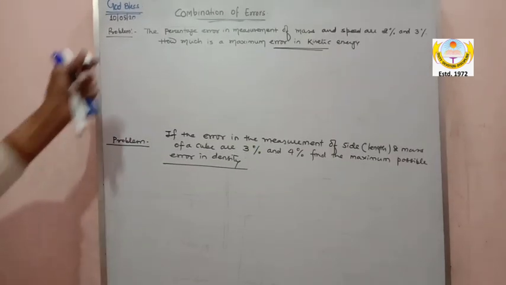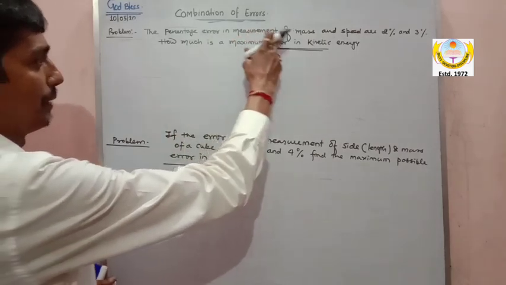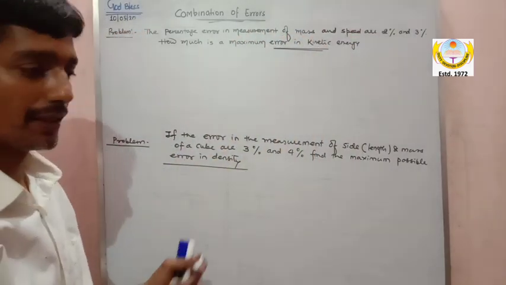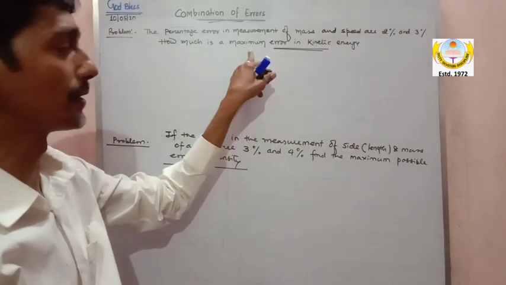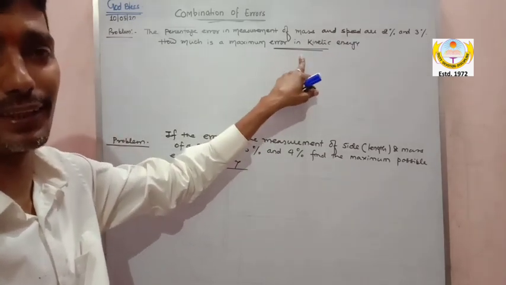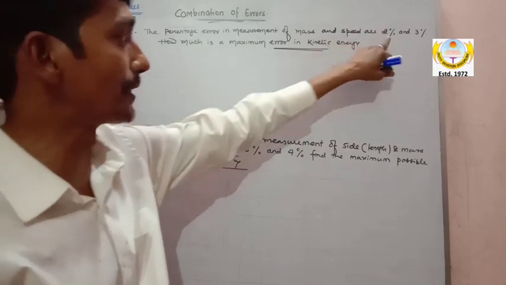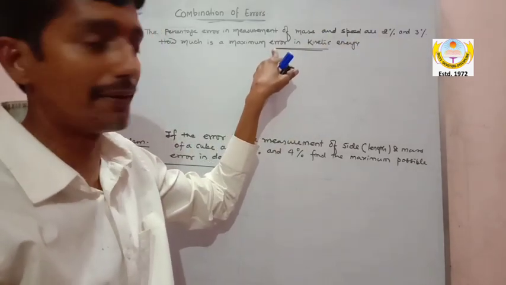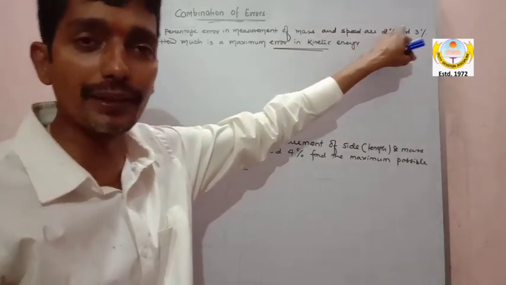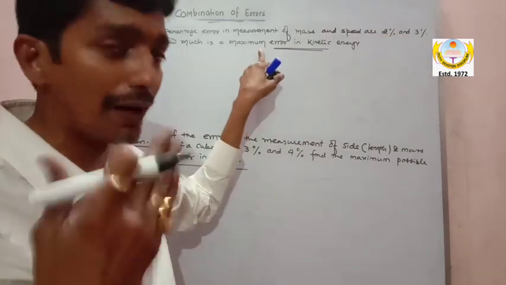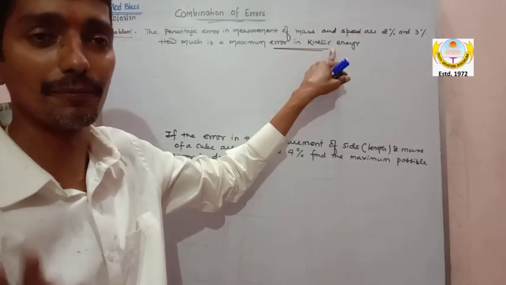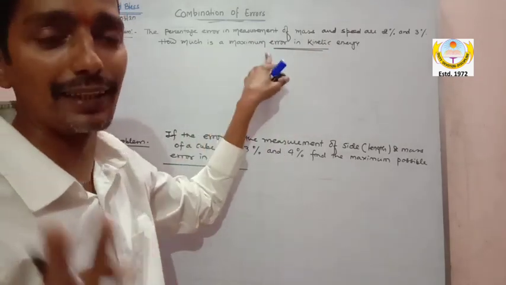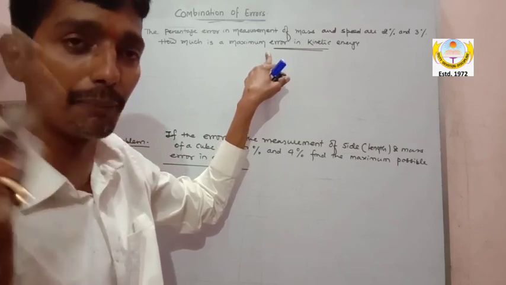Look at, my dear, these are the two sums I have written. The percentage errors in measurement of mass and speed are 2% and 3%. Find the maximum error in kinetic energy. Once again, have a logic. Sir, percentage error is given, which means we find the percentage error in kinetic energy. It is given percentage error in mass and percentage error in speed. Sir, we have to find percentage error in kinetic energy. Here they have not mentioned to find maximum error, but remember, they have to find percentage error.